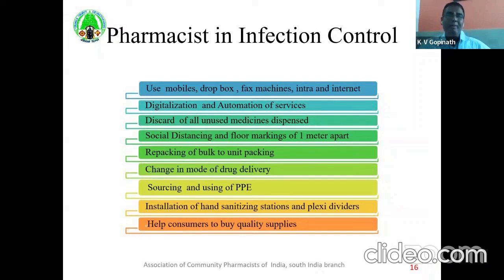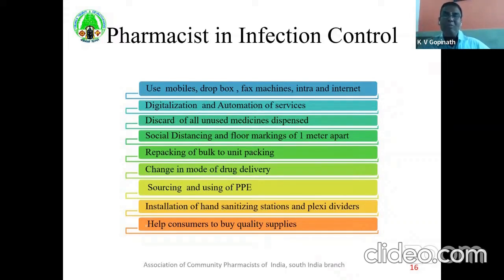If any patient has unused medicines, you just discard them by incineration. You have to discard them. Don't use them for other people. No doubt, social distancing and floor markings of 1 meter apart, everyone knows it. And the bulk packings can be made into unit packing, so that it helps in easy administration for the patients.